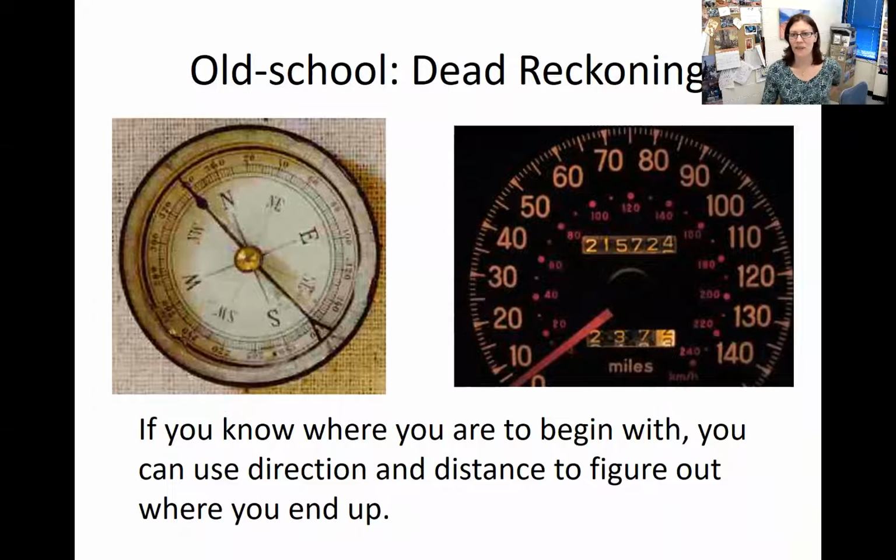Another way that we can figure out where we are is what's called dead reckoning, which is basically where you have a compass and you have a speedometer. So you have a direction and a speed, and then you can figure out, okay, after this much time, I will have gone this much distance, and figure out exactly where you are compared to where you started.